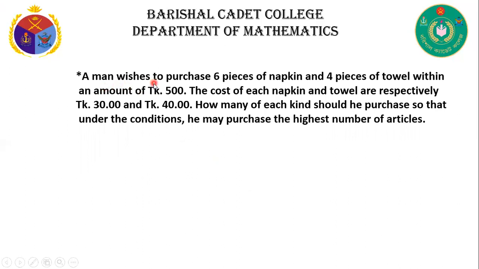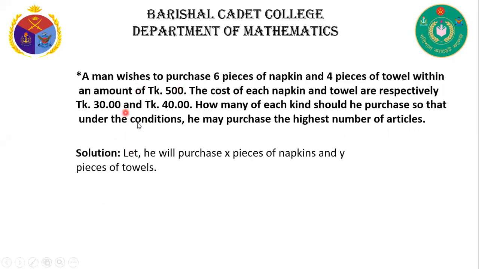A man wishes to purchase 6 pieces of napkin and 4 pieces of towel within an amount of 500. The cost of each napkin and towel are respectively taka 30 and 40. How many of each kind should be purchased so that under the condition he may purchase the highest number of articles? So the first part is to formulate a linear programming problem, then solve it graphically.